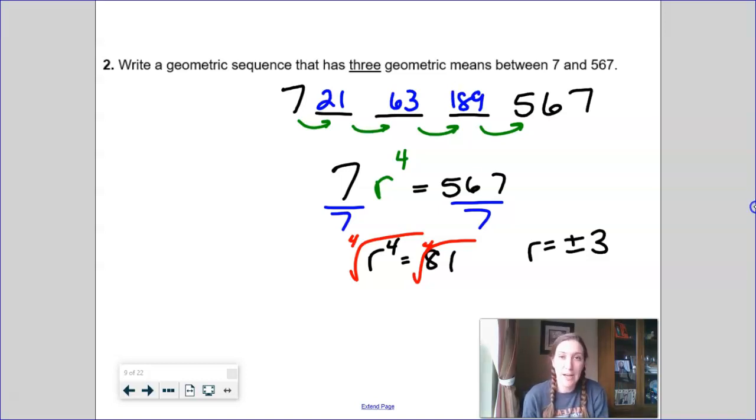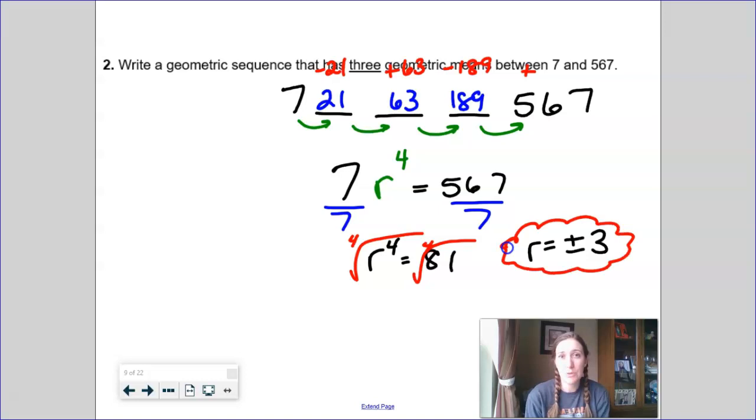Now, if I used negative 3 as my common ratio, that would have made this a negative 21. This would have then become a positive 63. This would have been a negative 189. And this would have been a positive 576. So technically speaking, your common ratio on this question could have been both positive and -3.